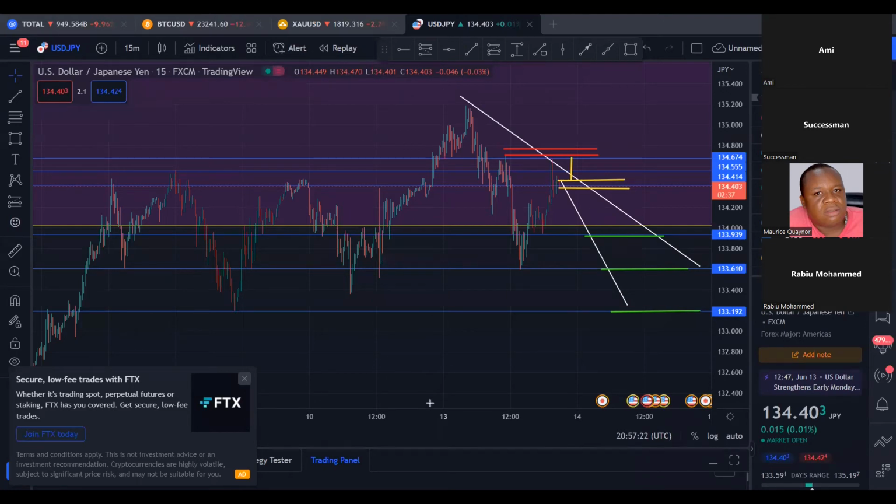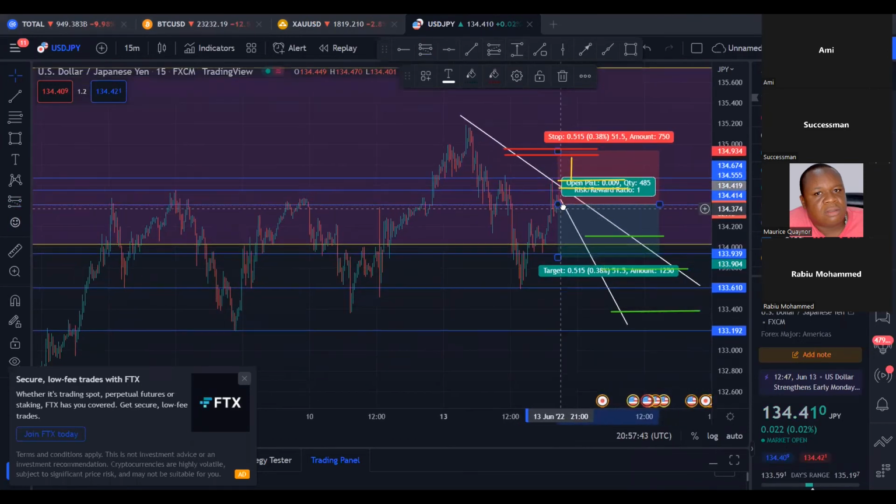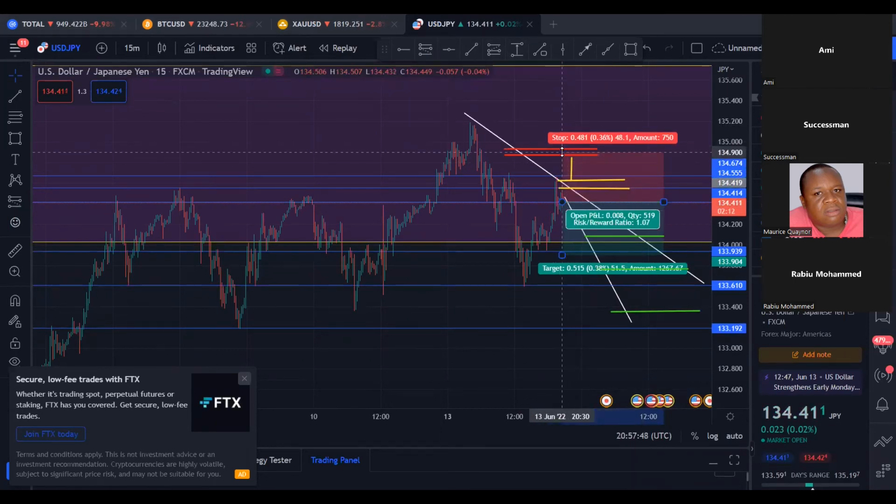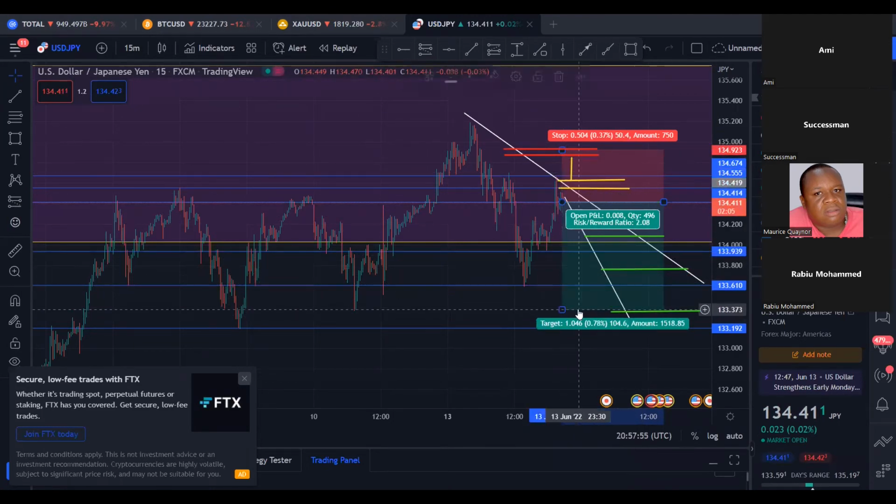I want to hear from some of you if you are getting it. Okay? Because these questions always come. Now let's look at it from this point. So let's say short position. This is my entry. So this is my stop loss. Then first take profit, second take profit, third take profit.